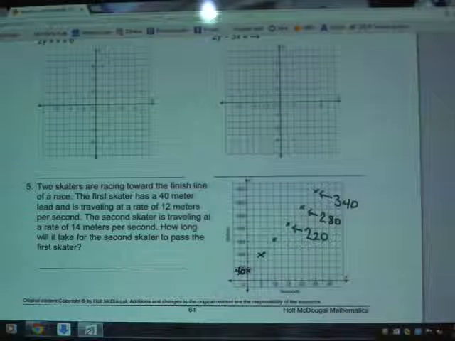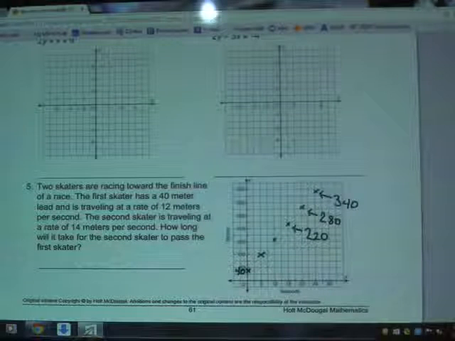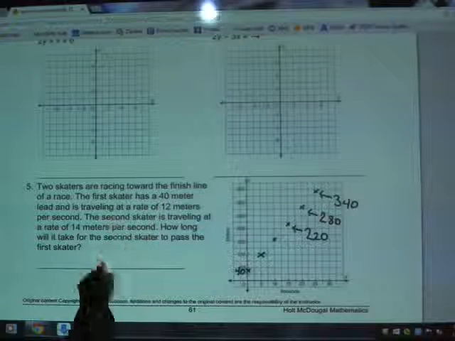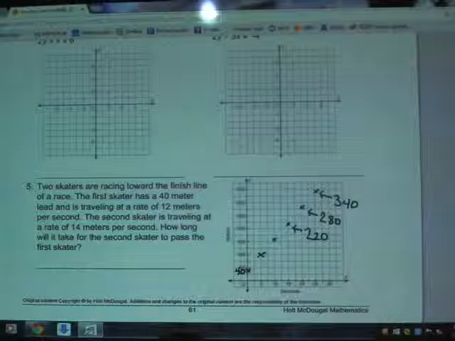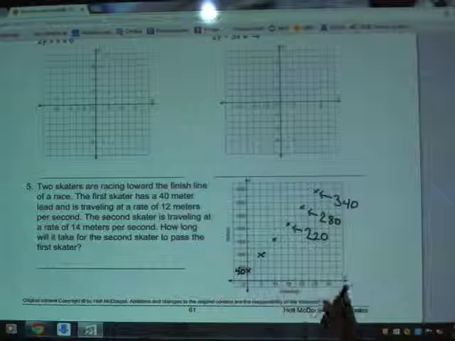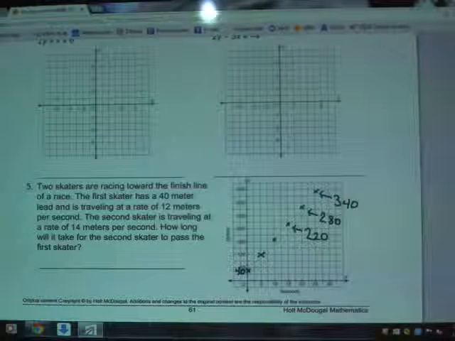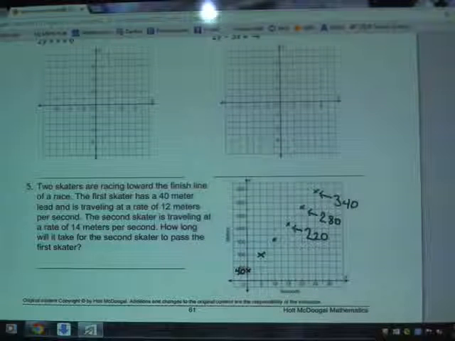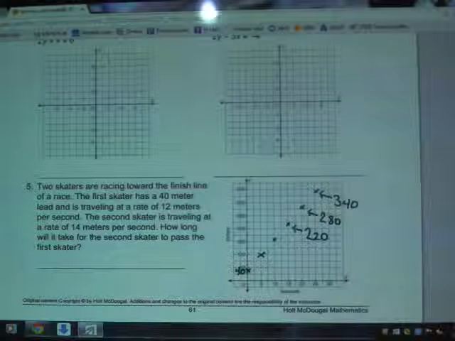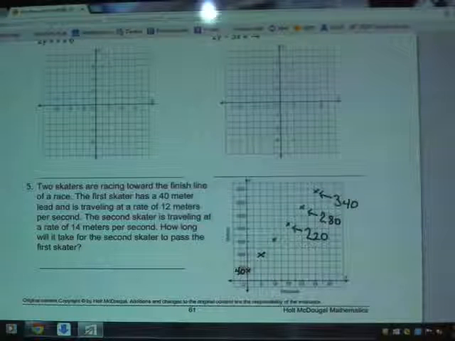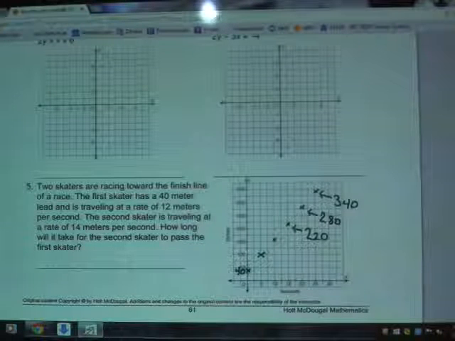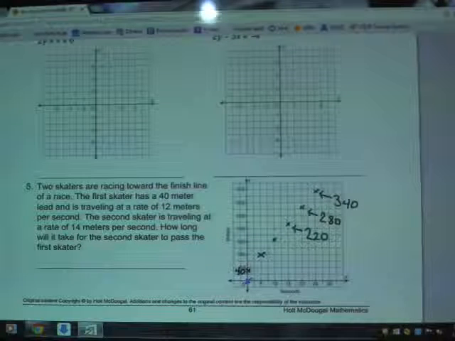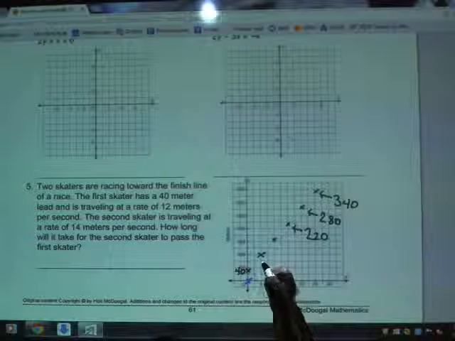All right, skater B. Skater B is starting at zero because remember, they're saying that the first skater had the 40-meter lead. Now they're going 14 meters a second. Again, since my graph is going by fives, I want to go ahead and put this in terms of fives. Which means for this particular question, they're going to be traveling 70 meters every 5 seconds. 14 times 5 is 70. So they start at 0. 5 seconds in, they're going to be at the 70 mark.